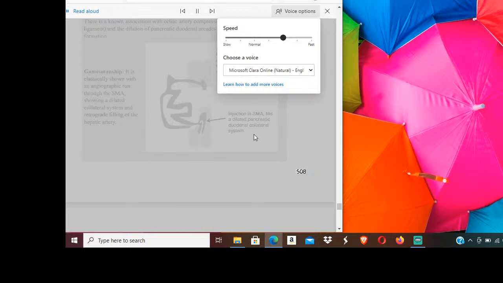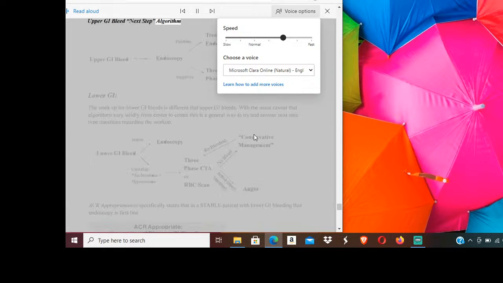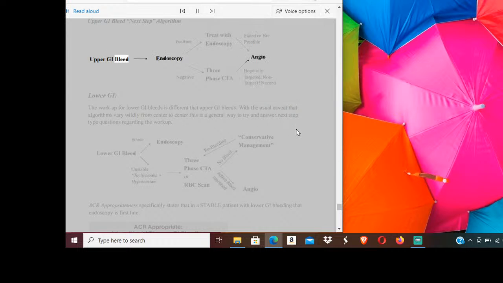Upper GI bleed, next step algorithm. Treat with endoscopy first. If failed or not feasible, angio. Upper GI bleed: endoscopy, then angio. Negative, three-phase CTA, targeted, non-targeted if needed.